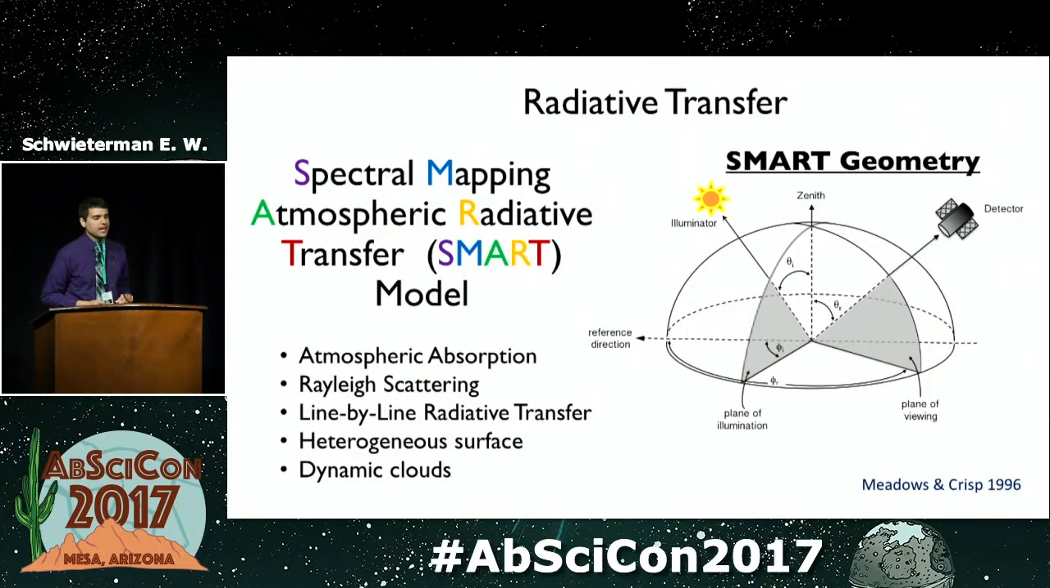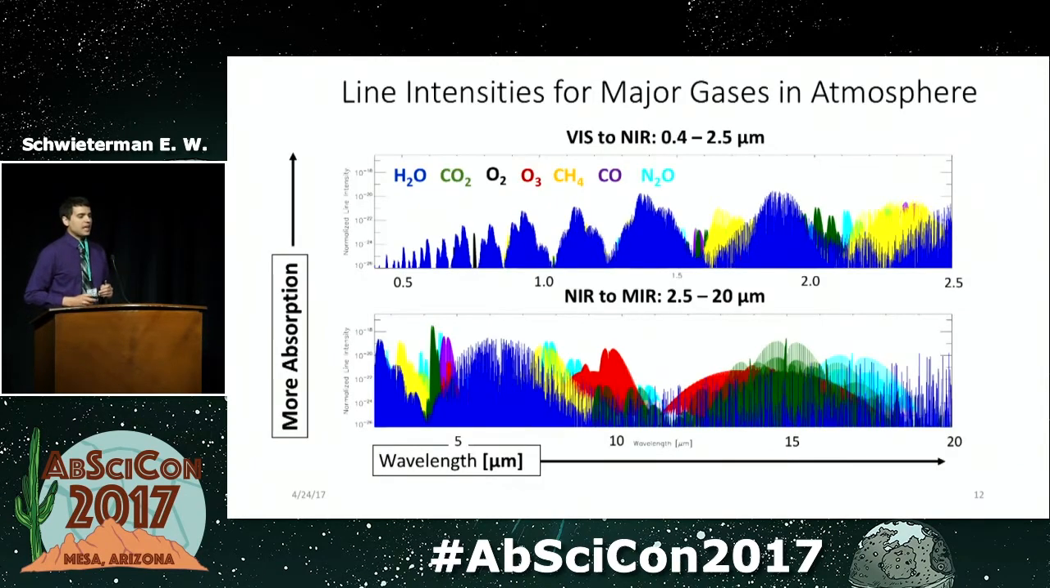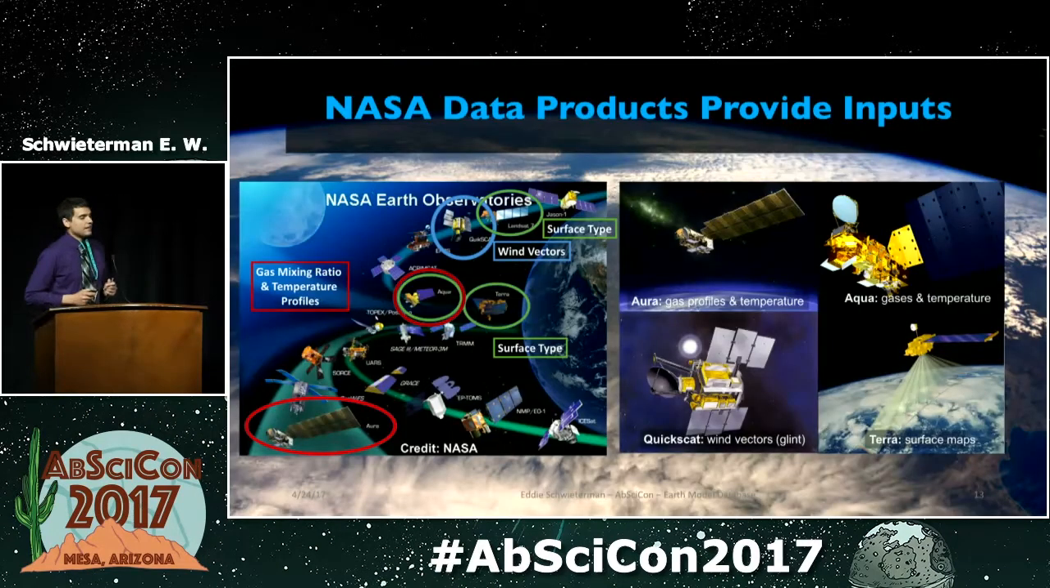And so how are we doing that? Well, we're doing the full radiative transfer for each individual pixel. That includes absorption and Rayleigh scattering. We do that for each kind of surface type and each kind of cloud type. And we use line intensities from HITRAN, including the gases listed here: water, carbon dioxide, oxygen, ozone, methane, carbon monoxide, and nitrous oxide. So biosignature gases are included. And then we use data products from a suite of NASA's Earth-observing satellites.